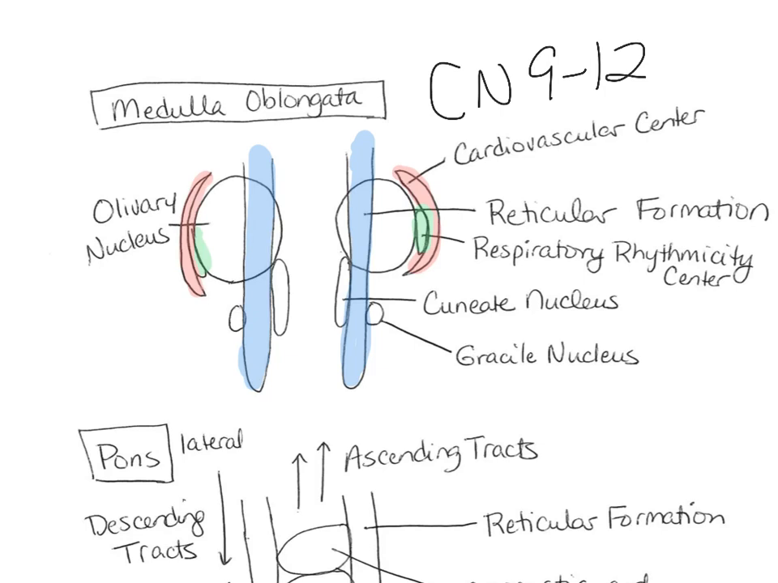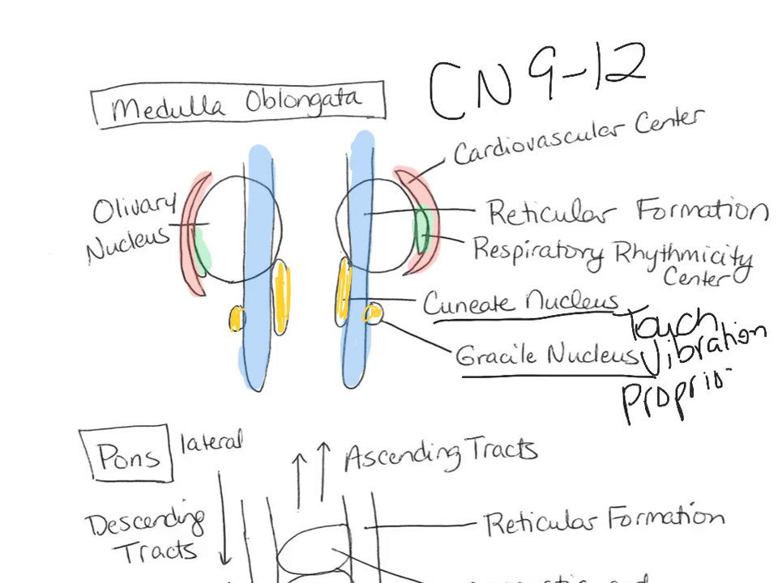Okay? And then you're going to see these terms down here, the cuneate nucleus and the Gracile nucleus. Those are areas that receive sensory information. So there's the cuneate and the gracilis, or the Gracile. The sensory information that they receive is like touch, vibration, proprioception, so a lot of general senses, right? It's going to receive a lot of these general senses.